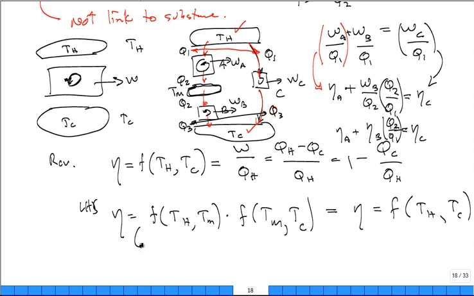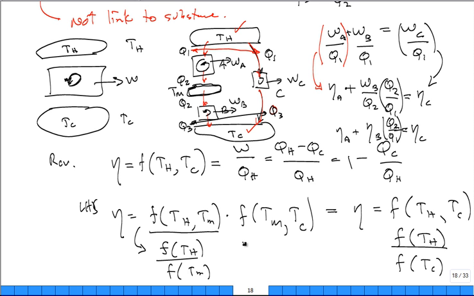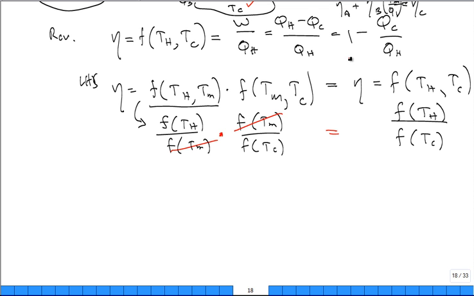What Lord Kelvin deduced was this function has to be a function of a ratio of temperatures, where you have the function of the hot temperature, a function of the cold temperature, function of the hot temperature, function of the intermediate temperature, function of the intermediate temperature over the function of the cold temperature. Otherwise, when they make the product, these won't cancel and you won't get what it has to equal on the right-hand side.